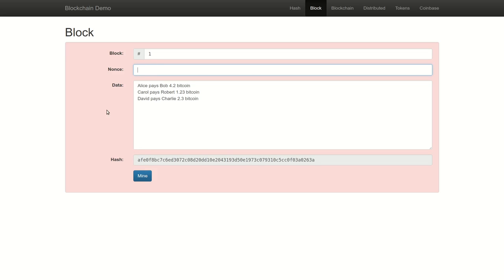Rather than guess over and over and over, let's go ahead and ask a computer to do our work for us. The computer is now guessing different nonce values randomly until it happens to guess 22294, which you see produces a hash that begins with four leading zeros.